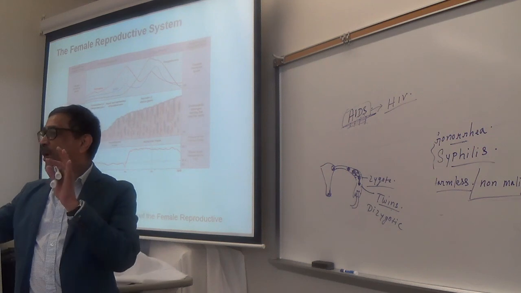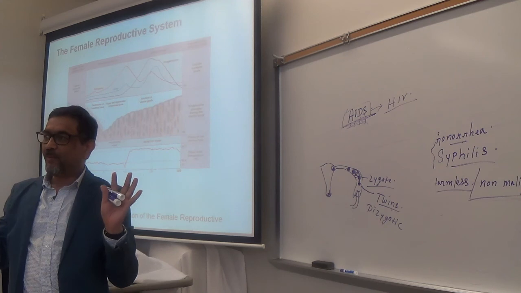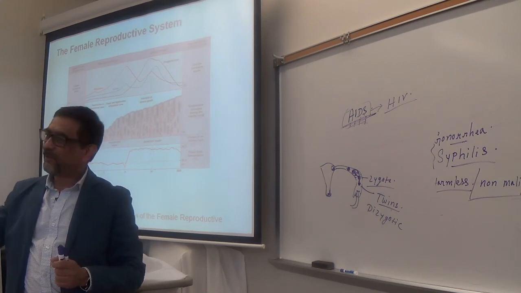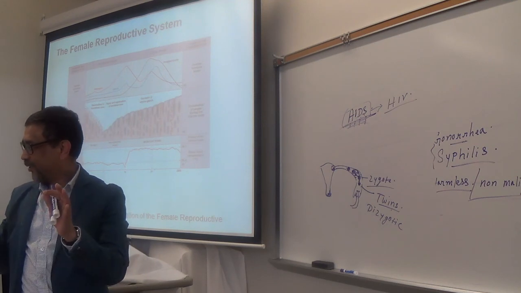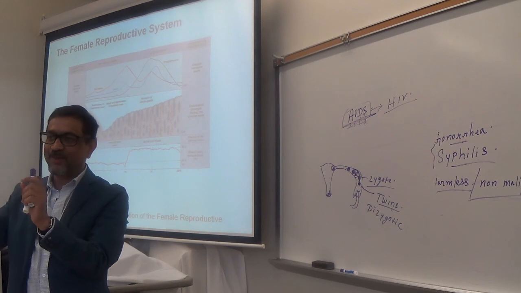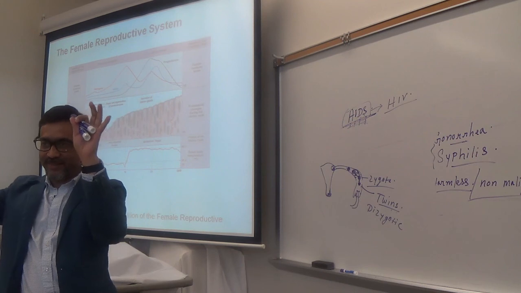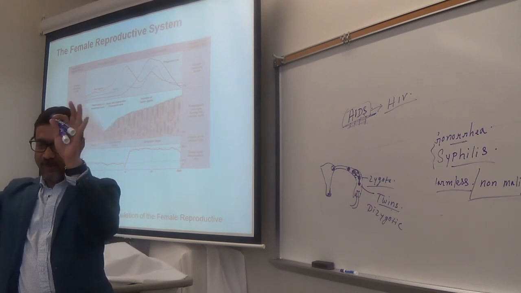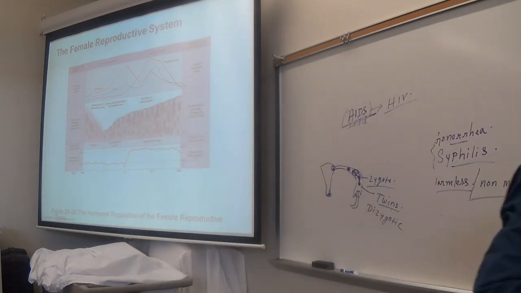Now, dizygotic could be 1 boy, 1 girl, anything, or 2 girls or 2 boys. Make sense? Monozygotic will be identical, like 2 girls or 2 boys. Not like 1 boy, 1 girl. Because genetically the same, right? Either XX female or XY male. Both will be the same. Okay? So that's how the twins are formed.